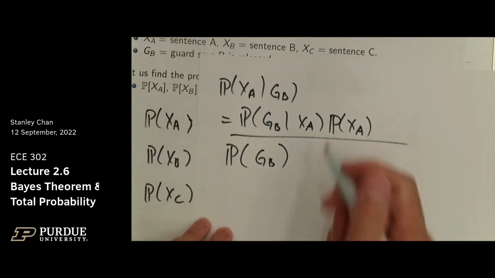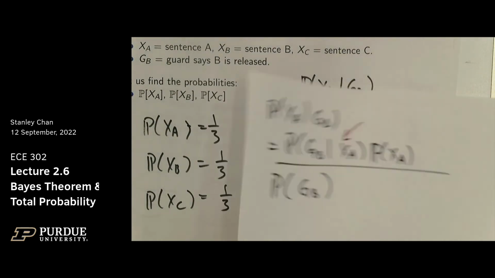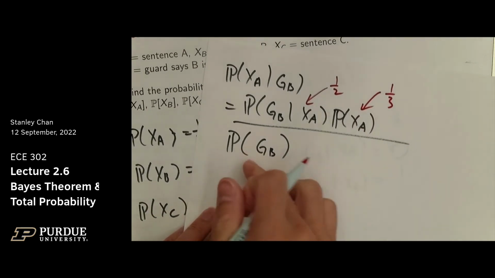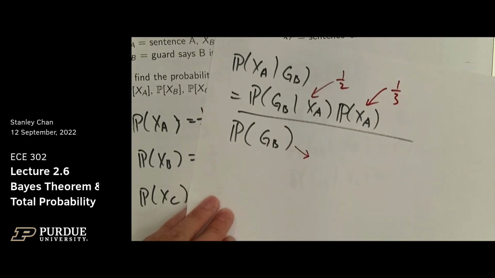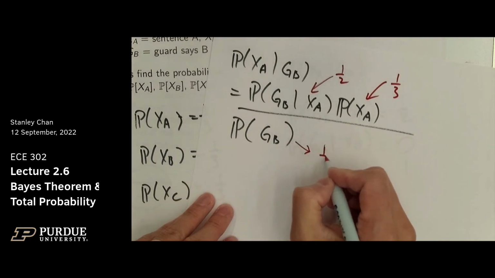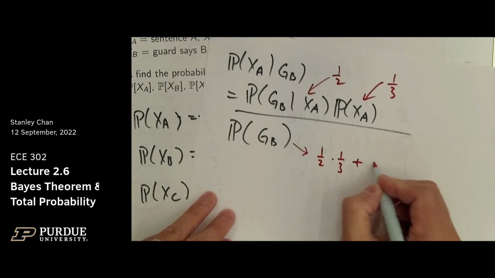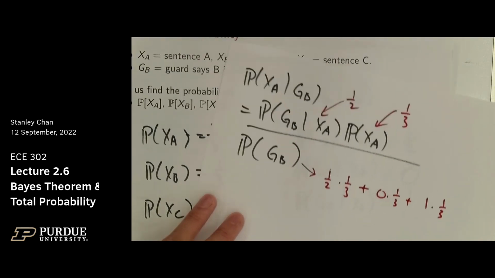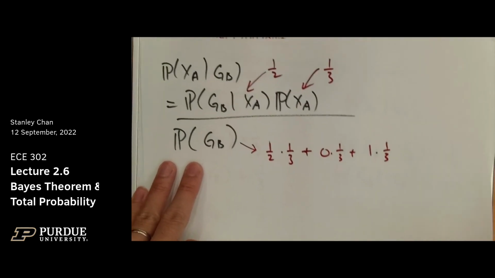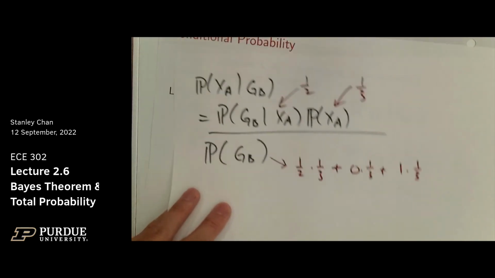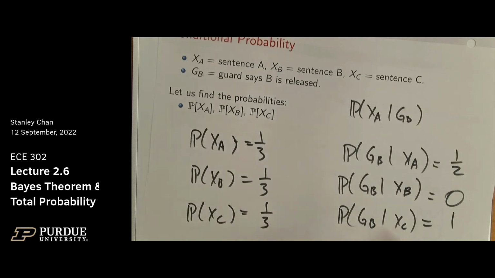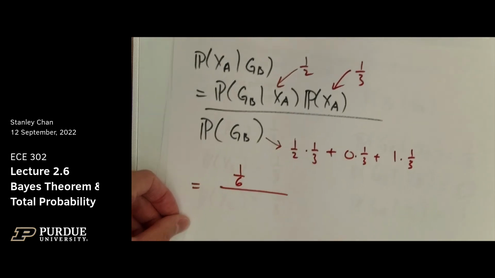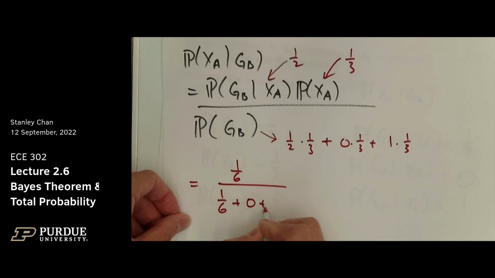So this number is 1/2. This number is 1/3. Okay. How about this GB? Now I'm going to do it a little bit faster. It will just be 1/2 times 1/3 plus 0 times 1/3 plus 1 times 1/3. So that's just the decomposition. I guess many of you are already familiar with this law of total probability. Just decompose these events into this times that, this times that, this times that. So it will be just the sum. So we can do the calculation. This is 1/6 divided by 1/6 plus 0 plus 1/3.